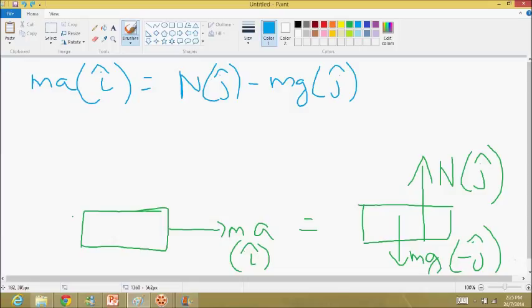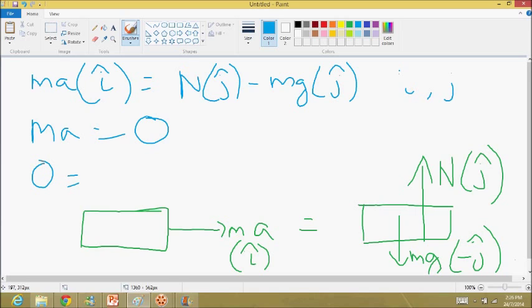Now to solve this equation, what we can do is solve in i and j directions separately. And that will actually allow us to get a lot of information about this problem. So what it means is that we separate the i terms and we separate the j terms. So the only i term is the ma. On the right hand side we have no i term. So ma is equal to 0 is one equation.